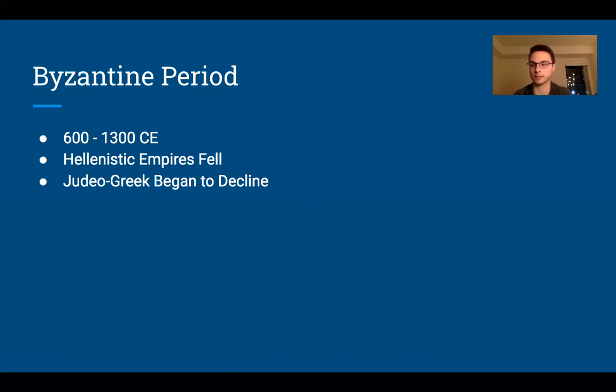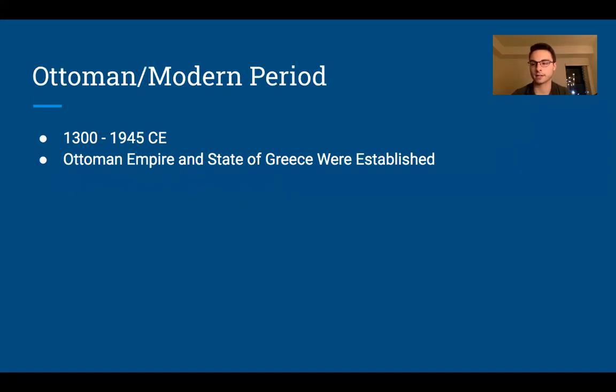Next is the Byzantine period, which lasted from about 600 to 1300 CE. During this period, Byzantium and Hellenistic empires fell, causing many Jews and non-Jews to abandon Greek in favor of their local languages. Despite this, some Jewish communities maintained Judeo-Greek through this period. The Ottoman and modern period lasted from about 1300 to 1945 CE. During this period, the Ottoman Empire and independent Greek state were established.